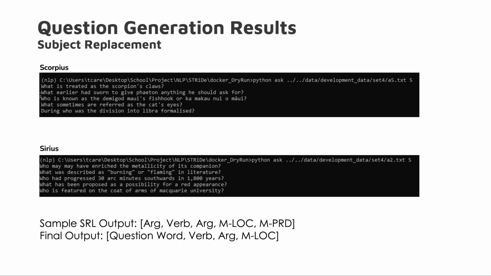Most of the questions shown here are generated using the first method, subject replacement, which is the simplest, most common, and most likely to produce reasonable output and is performed by first identifying a sentence with a simple SRL structure, usually argument, verb, argument, along with some modifier arguments. The argument which appears first in the sentence is identified as the element to be replaced by the question word. We use named entity recognition to determine which question word, such as what or who, to replace the subject with, and leave the rest of the sentence order unchanged.